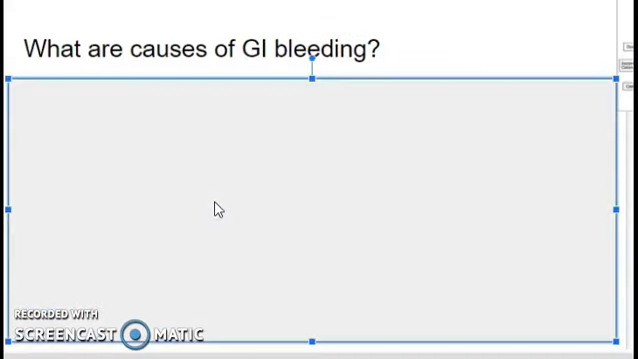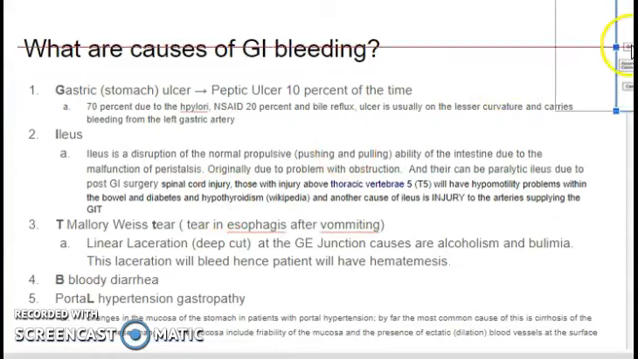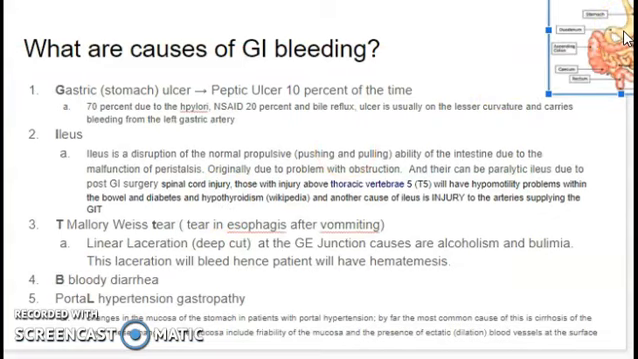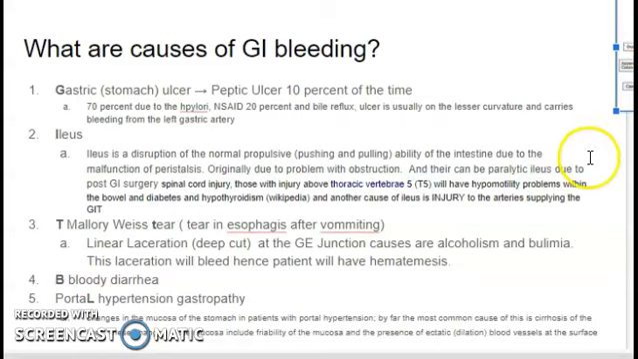Guys, now let me dive into the details exactly of this. What is this? It looks like a very overwhelming slide, so let me just break it down for you guys.